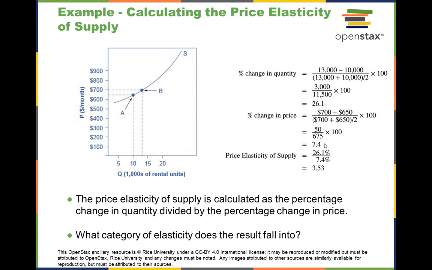So we have the elasticity of supply. Remember, we still have to calculate that. We haven't done that yet. 26.1, the quantity over the price, Q over P. And so the answer is 3.53. So that is, of course, over 1. So the price elasticity of supply is calculated as the percentage change in quantity divided by the percentage change in price. And so this is going to be greater than 1. So this is an elastic supply.